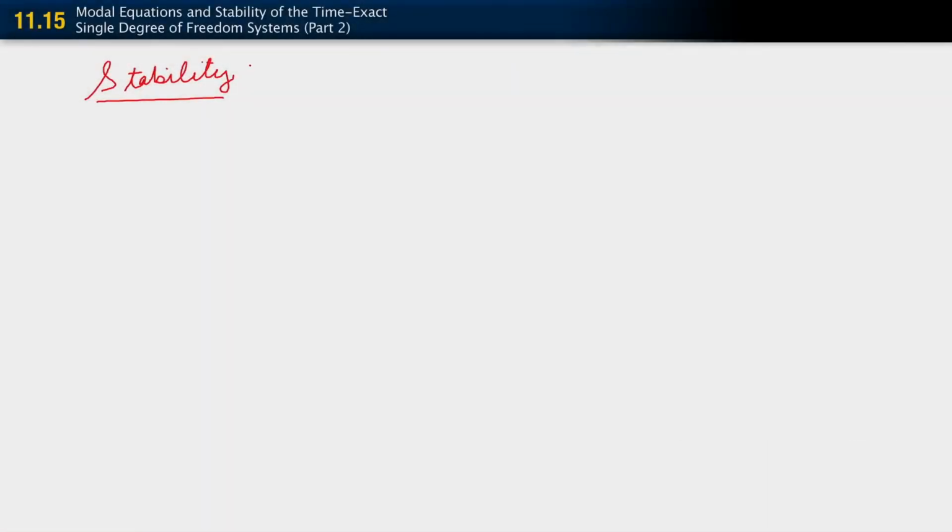Now, if we want to look at stability, we must first understand the stability of the time exact case, right? Because that is the sort of behavior or the sort of response we are aspiring towards for our algorithmic system, okay? So in terms of stability, let's first understand the time exact case.